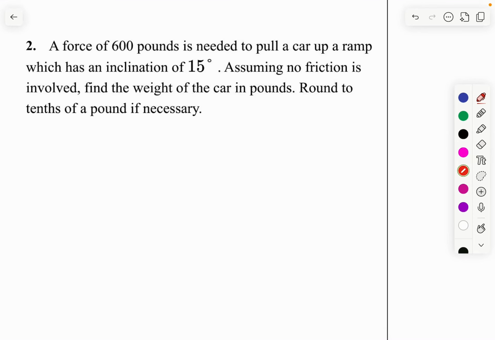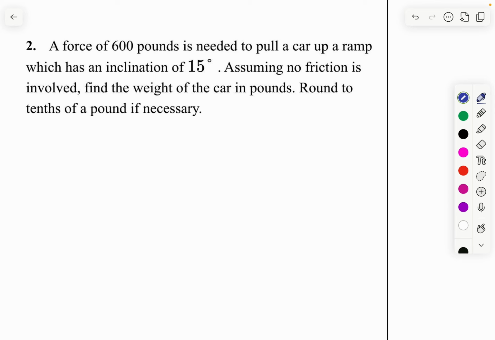All right, a force of 600 pounds is needed to pull a car up a ramp which has an inclination of 15 degrees. Assuming no friction is involved, find the weight of the car in pounds, rounded to the nearest tenth of a pound if necessary.